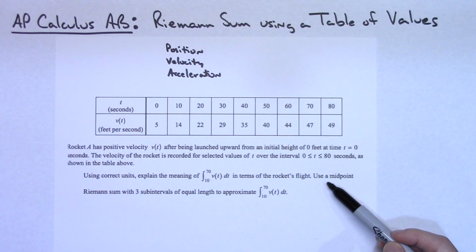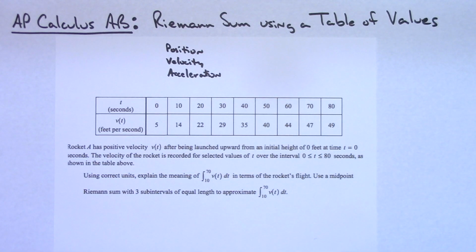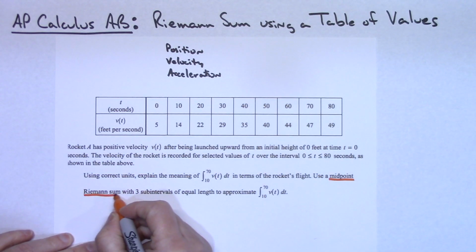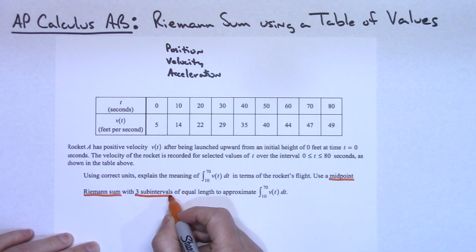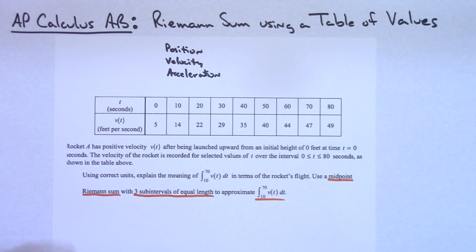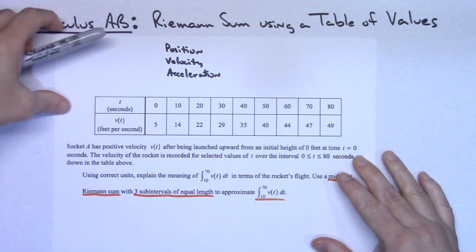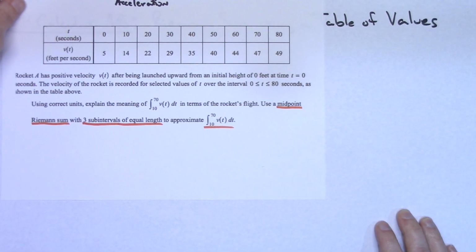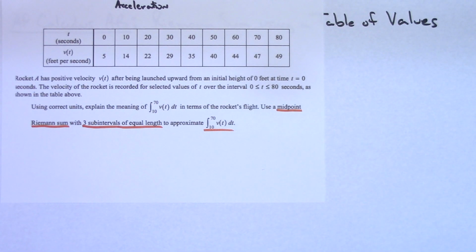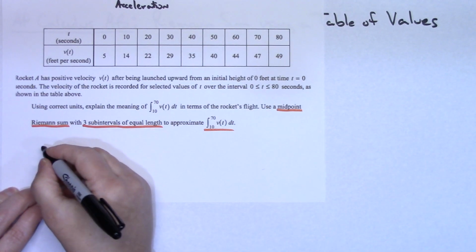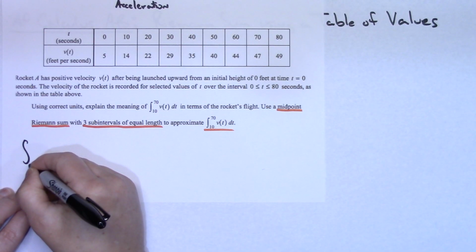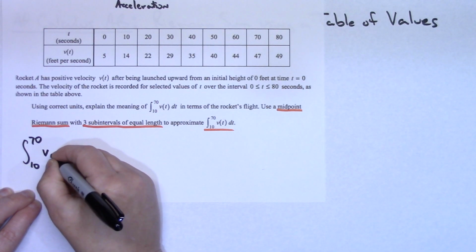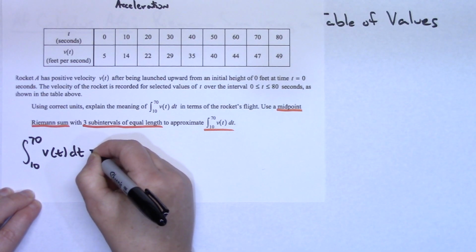It says using a midpoint Riemann sum of 3 equal subintervals. That's important here. So midpoint Riemann sum, 3 subintervals of equal length, and then we're going to approximate that integral. That's what I'm going to focus on first, and then we'll write the meaning at the end. Let's pull that up so that we can still look at it. I know that I need to approximate this integral, so I'm going to integrate from 10 to 70 of v of t dt.